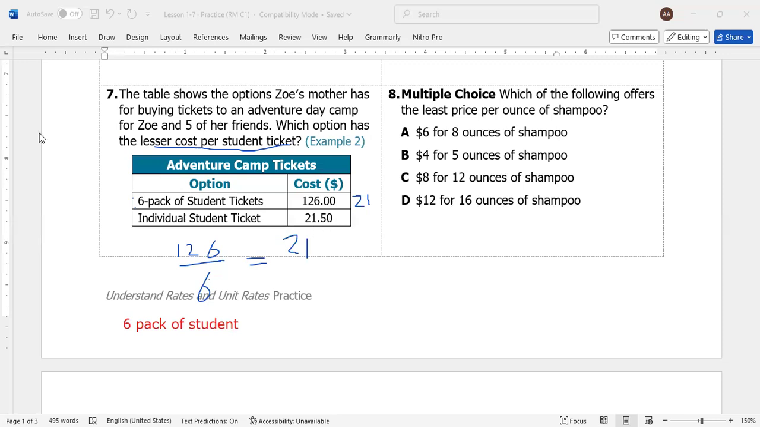The same is the question we solved before. You will divide all of these options. The price is given: divide 6 by 8, 4 by 5, 8 by 12, and 12 by 16. When you divide, you will compare which option has the least price, and you will find it. I hope you got it. If you have any question, let me know. Thank you for listening.